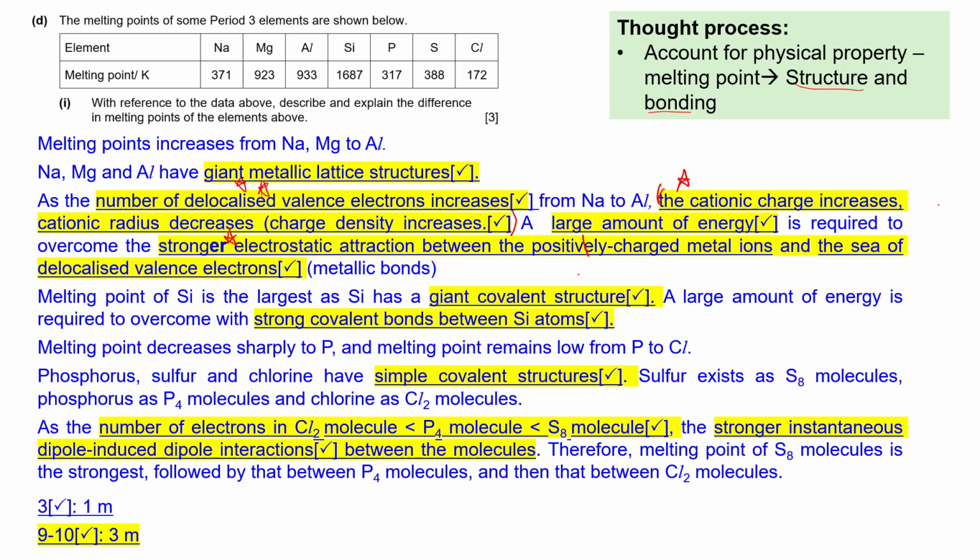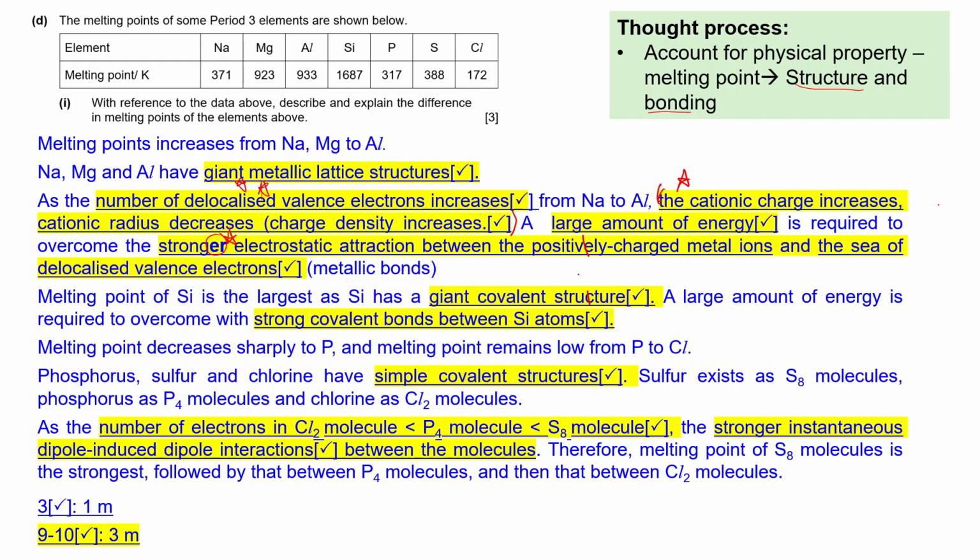So now this word stronger must come in, because it is to compare from sodium to magnesium to aluminium. You need more energy to overcome stronger. If you just tell me strong, then we are not comparing between these three metals, you see. So the strength of the metallic bond should come in from this sentence. So stronger is an important word.